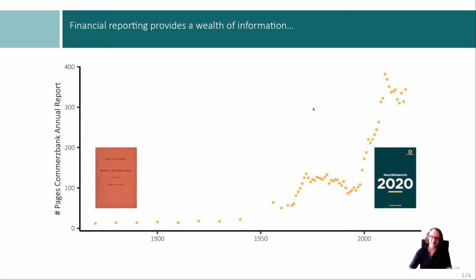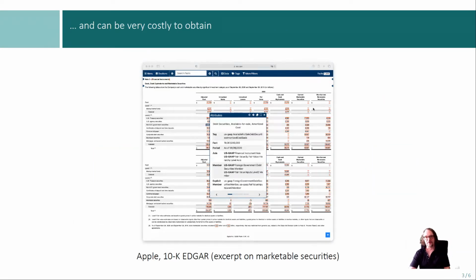So that means information processing and acquisition is costly, even if we are aware that the information exists. So awareness is not a big issue here. So market participants know that there is such a thing like annual reports and that they are readily available. Acquiring that information can be very costly.